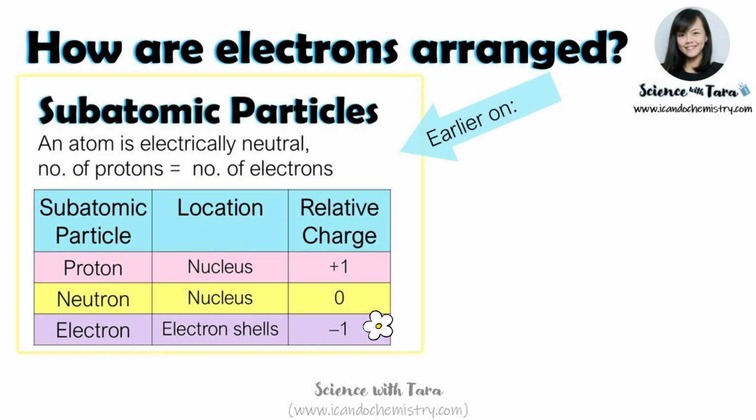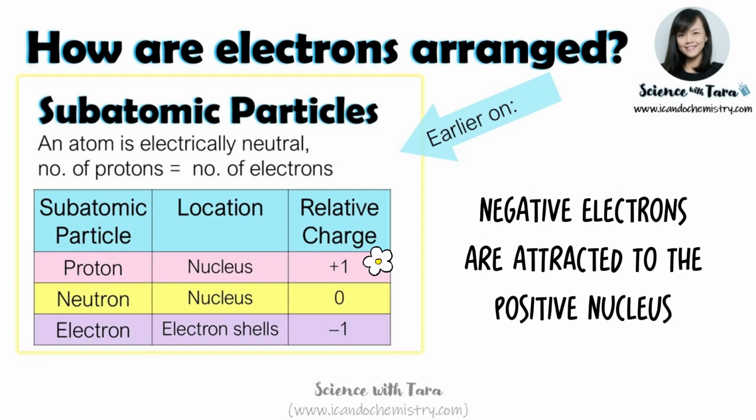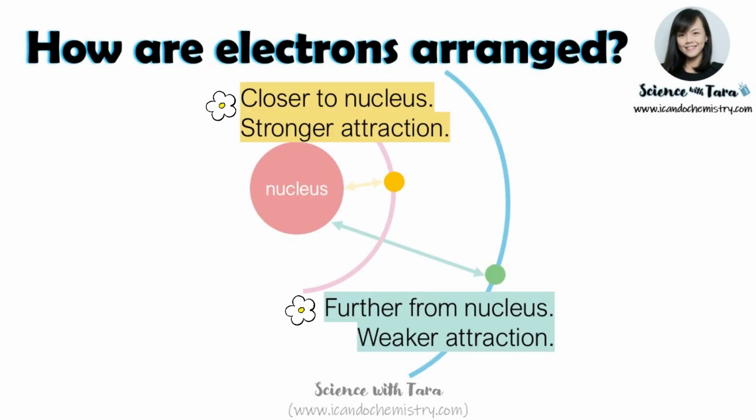Now, we know that electrons are negatively charged, and the nucleus, due to the presence of protons, is positively charged. So, electrons are attracted to the nucleus. The closer an electron is to the nucleus, the stronger the attraction.